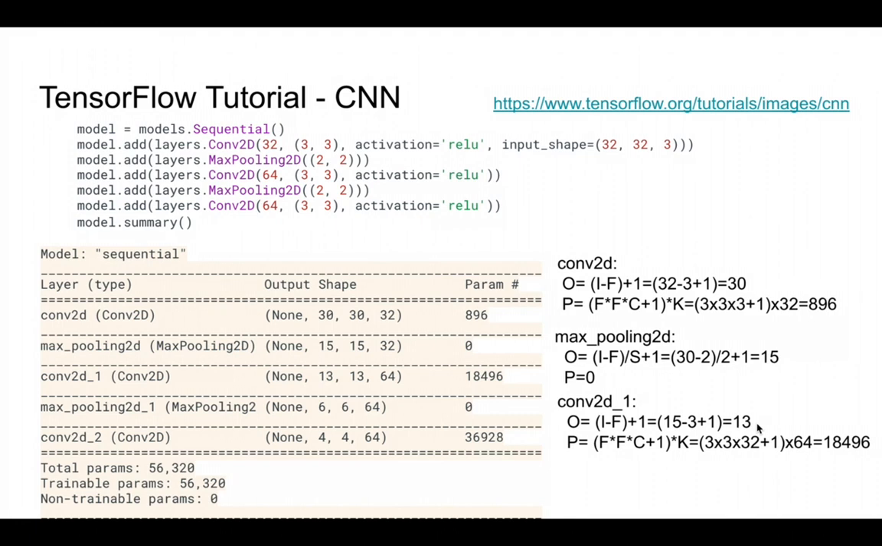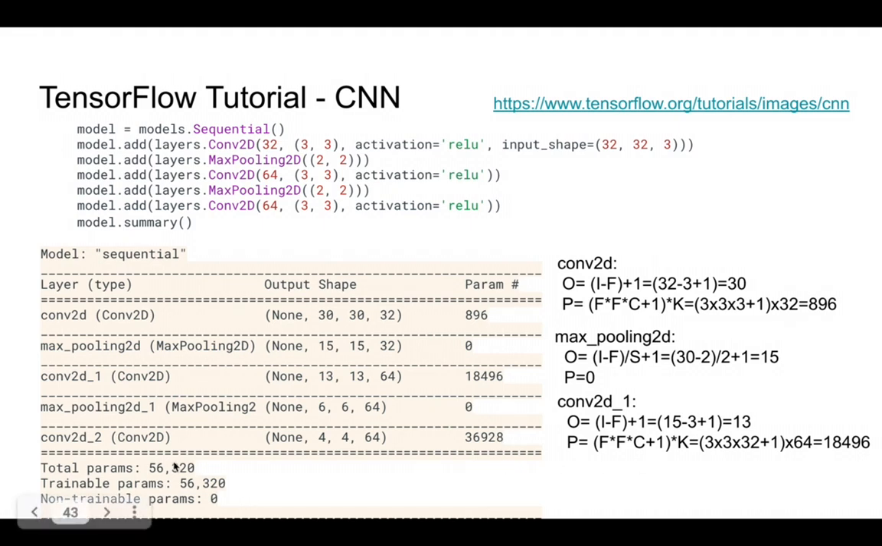How about the tunable parameters? The number of tunable parameters is filter size, which is 3, times 3, times the channel number. This channel number is 32, which is the input channel size. Plus 1, times k, where k is the number of kernels defined in the second convolution layer, 64. The tunable parameters for the second convolution layer is 18,496. Please go ahead and verify the number of tunable parameters for the third convolution layer.